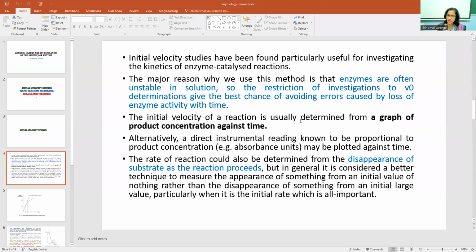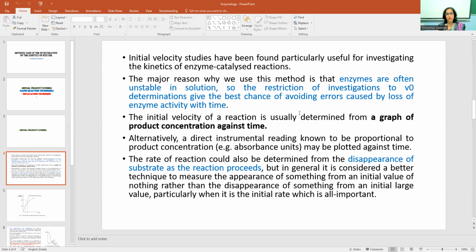So initial velocity studies have been found particularly useful for investigating the kinetics of enzyme catalyzed reactions. It is one of the basic things that in the starting of the enzyme kinetic studies itself, scientists were depending on this. So the major reason why we use this method is that enzymes are often unstable in solution. So the restriction of investigations to V0 determinations gives the best chance of avoiding any errors caused by the loss of enzyme activity in due time.